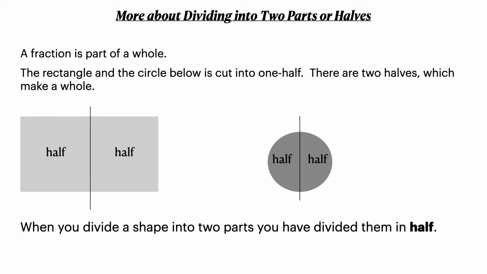More about dividing into 2 parts or halves. A fraction is a part of a whole. The rectangle and the circle below are cut into halves. There are 2 halves, which makes a whole. When you divide a shape into 2 parts, you have divided it into halves.